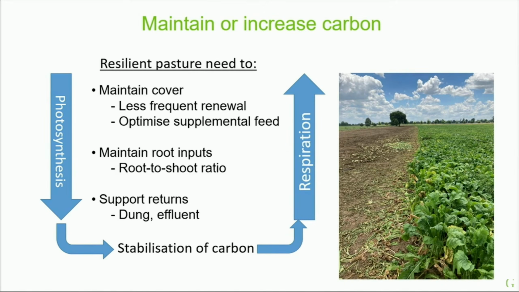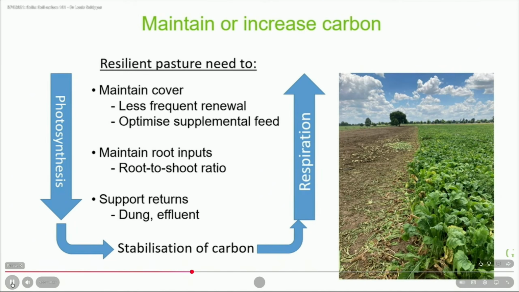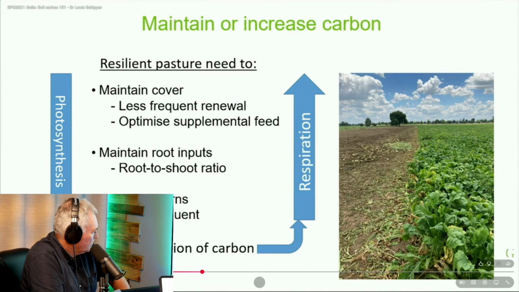So these are my key messages that I'll come back to. If we're thinking about resilient pastures, this is what we want to try and do. Maintain cover. Continuous inputs of carbon into soil, which may mean that we need pastures that require less renewal. We may need to think about optimizing the supplemental feeds that we use because they go through renewal periods as well, and I'll show you a little bit of that in a bit. One of the key things, and we've heard this multiple times, is the role of roots. We need to maintain roots and root inputs into soil, and we need to make sure that we are getting dung returns back to the paddocks, and we'll talk about that in a bit.